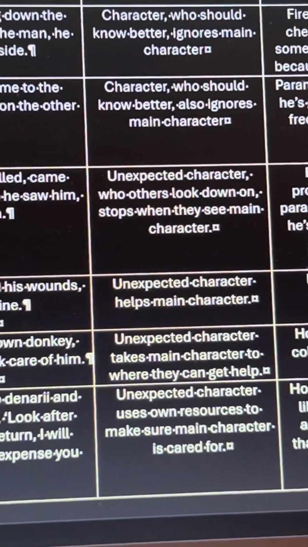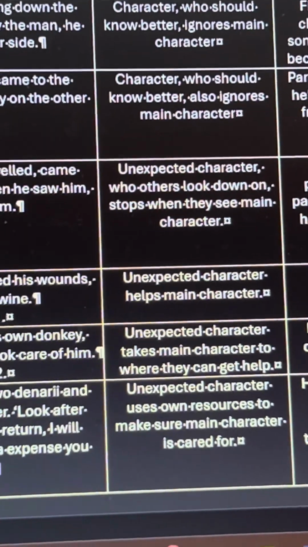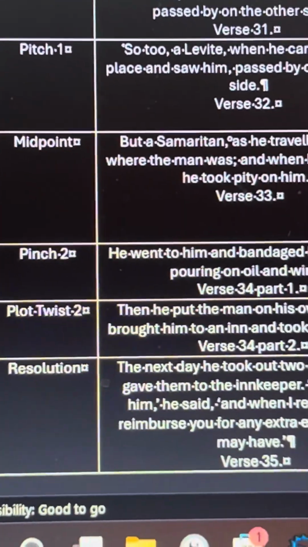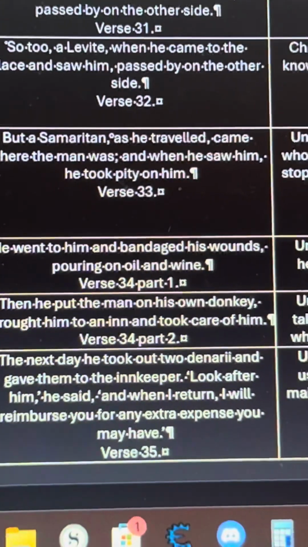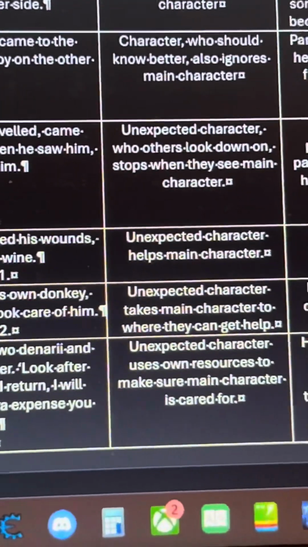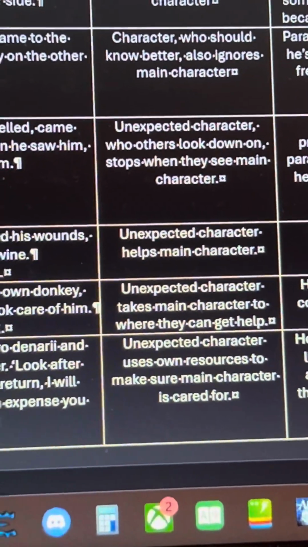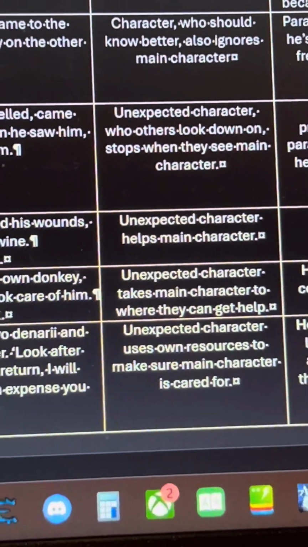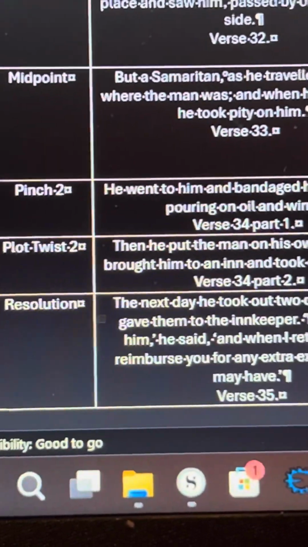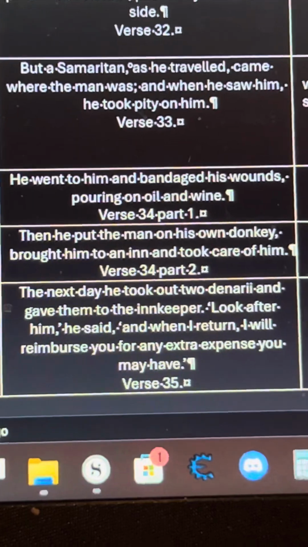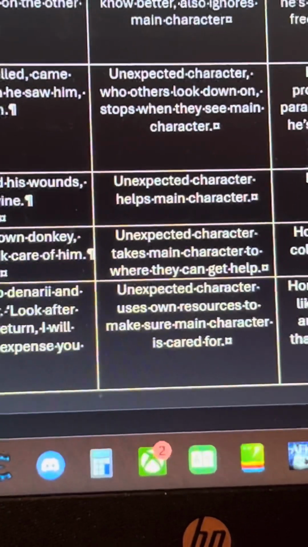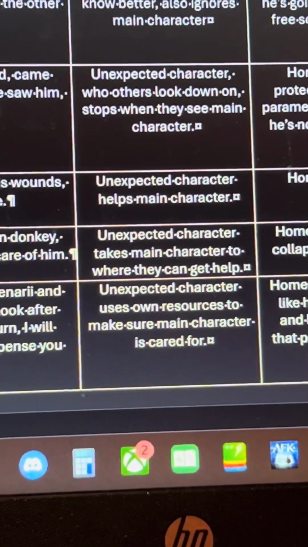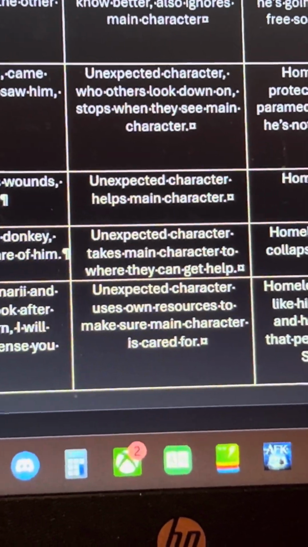Unexpected character helps main character. Plot twist 2: he puts him on his donkey and takes him to an inn and takes care of him. Unexpected character takes main character to where they can get help. And then resolution: he pays the innkeeper to look after him. Unexpected character uses own resources to make sure main character is cared for.